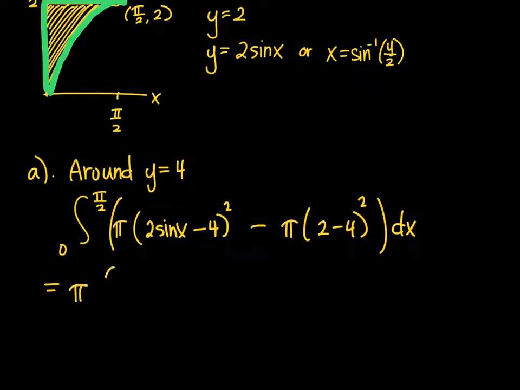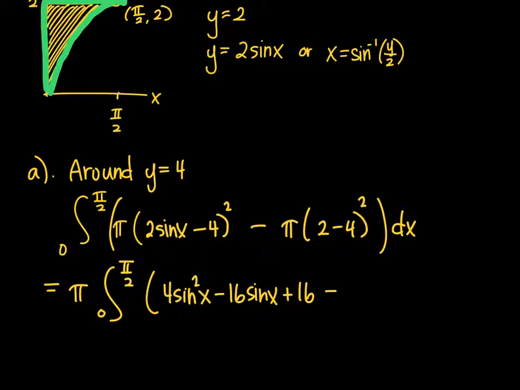I'll pull the pi out to the front, 0 to pi over 2. This will work out to be 4 sine squared of x minus 16 sine of x plus 16 minus 4 dx. So I pulled the pi out, I squared everything, and I simplified. You could simplify the 16 and the minus 4 as well, and then you'll do the antiderivative. How are you going to do the antiderivative of sine squared? 1/2 minus 1/2 cos 2x. All right, so you'd do that and you'd go on from there. I'm not going to finish that, but that's the beginning of the setup.